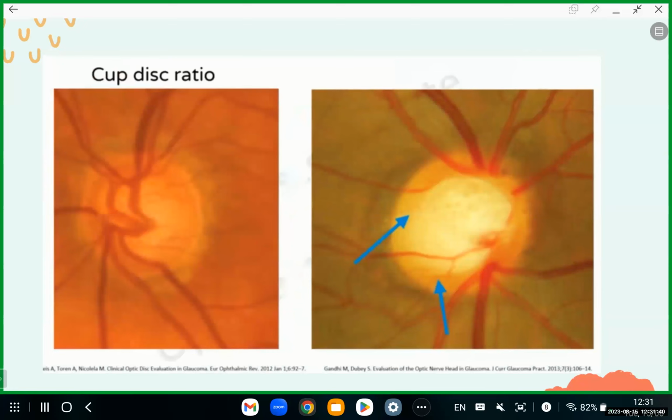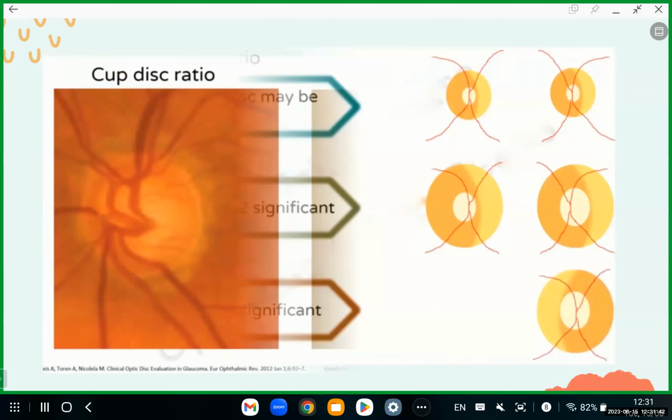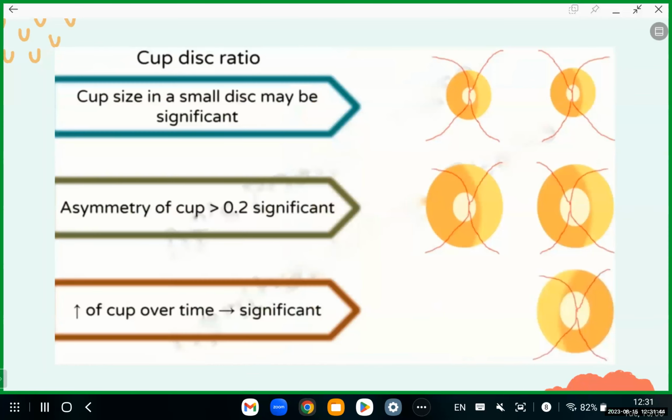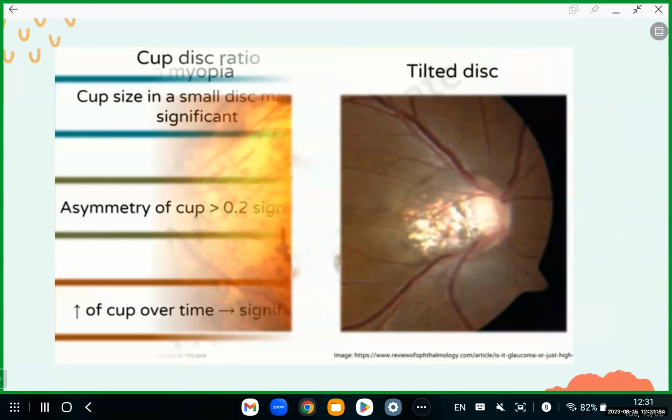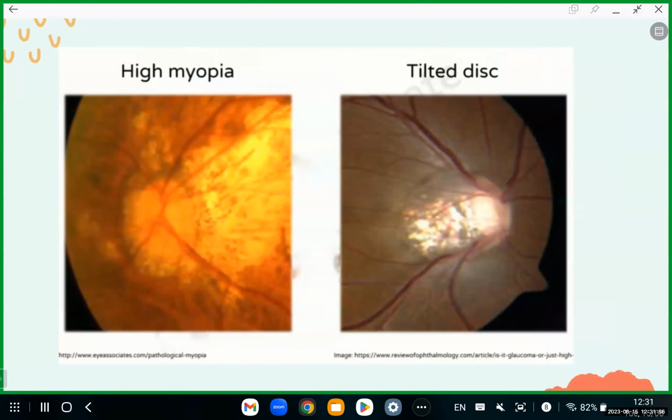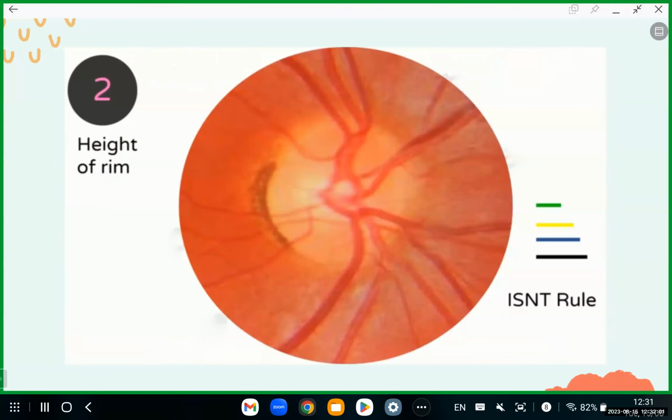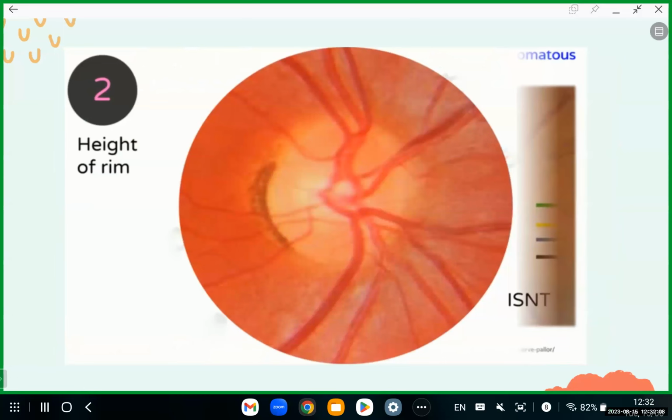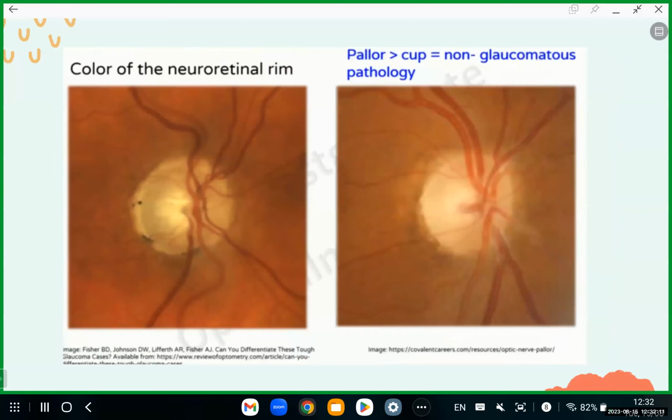So why are we measuring the cup disc ratio? Because cup size in a small disc may be significant, asymmetry of cup more than 0.2 is significant, and increase in cup over time is significant. Any abnormality in shape of the disc should be noted while assessing the parameters. The NRR is the most important aspect in assessment of glaucoma. If there is violation of the ISNT rule, then there is a high suspicion of glaucoma. As you can see, the pallor in both these pictures is not a feature of glaucoma, except in very advanced glaucoma.